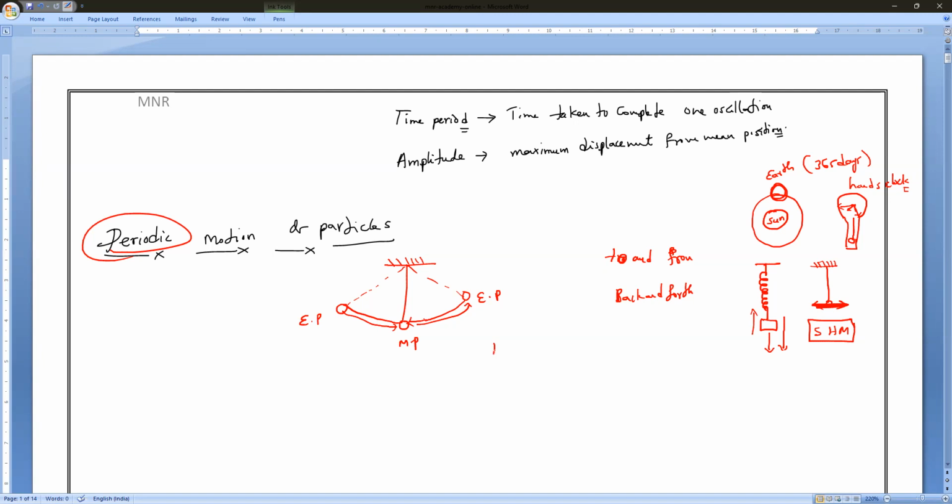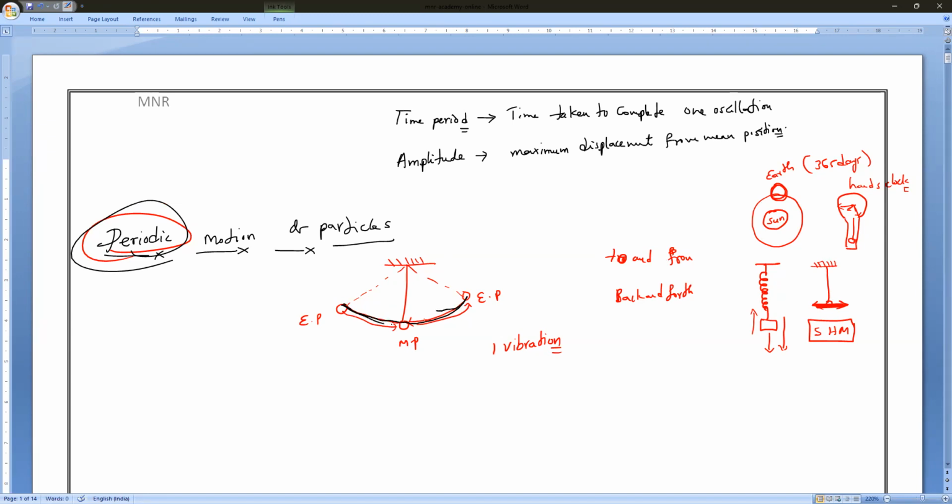Returning to the initial position, how many oscillations is that? One vibration or one oscillation. Am I right or wrong? Now, if you notice, with no air friction this motion keeps on repeating. This is called periodic motion. But if you see, it is not a straight line. It is a curved path.